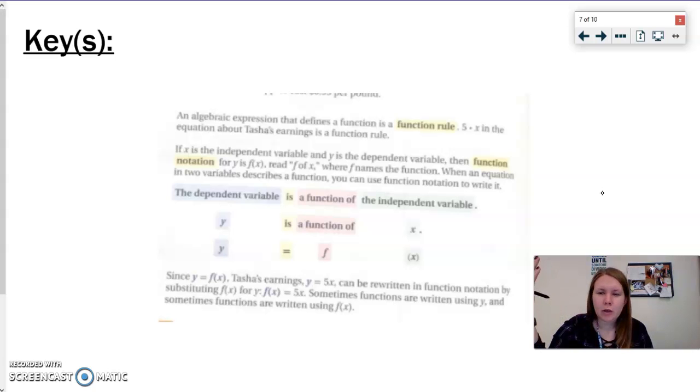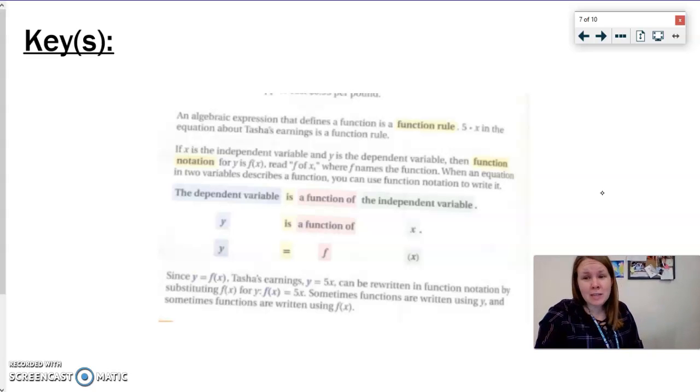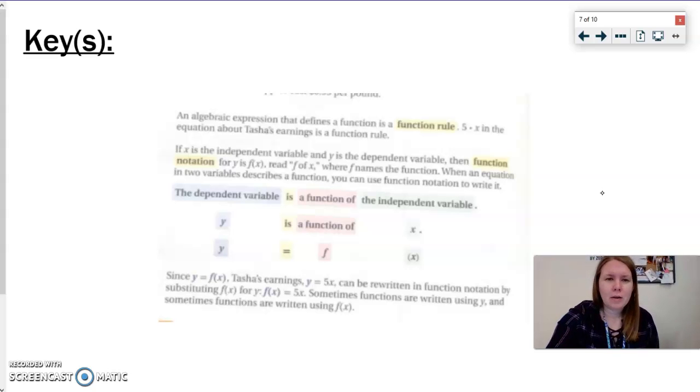So we talked a lot about doing y equals this, but we can also just change y to f of x, and that's how you read it. Where f names the function, when an equation with two variables describes a function, you can use function notation. So this is another way that we represent this, especially as you continue on in math. A lot of our functions will be written as this. Sometimes they're f of x, sometimes they're g of x, sometimes they're h of t. It depends on what variables are being used.